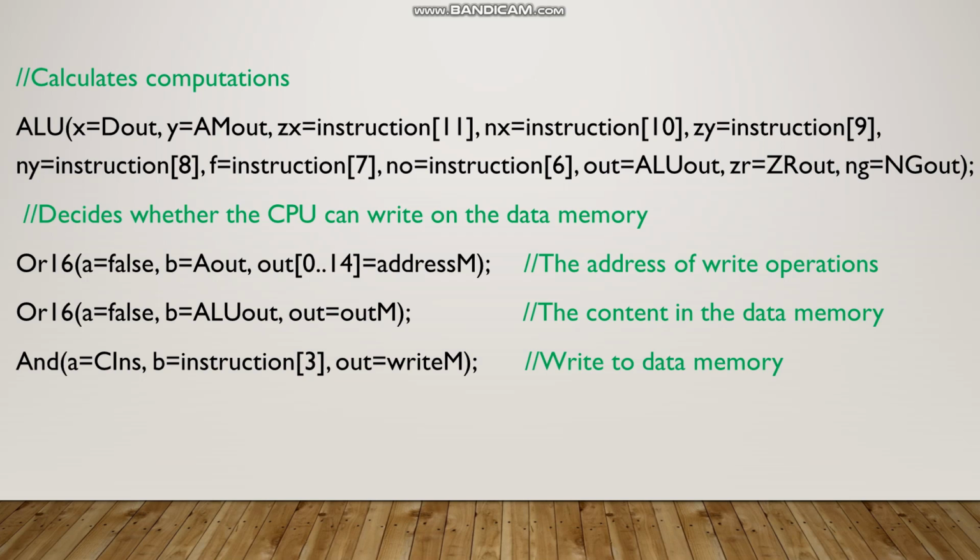The following code consists of two Or16s and an AND gate that set the values output to successfully write to the data memory. The first Or16 code line determines the address of the write operation. The second one determines the content of the data memory, and lastly, an AND gate outputs a value that allows writing the content to the data memory.